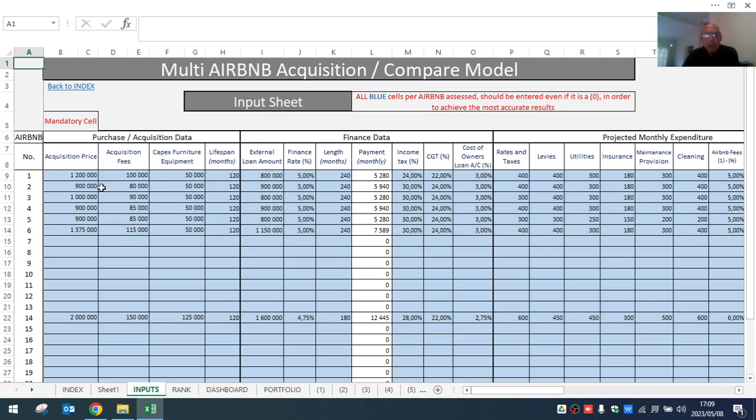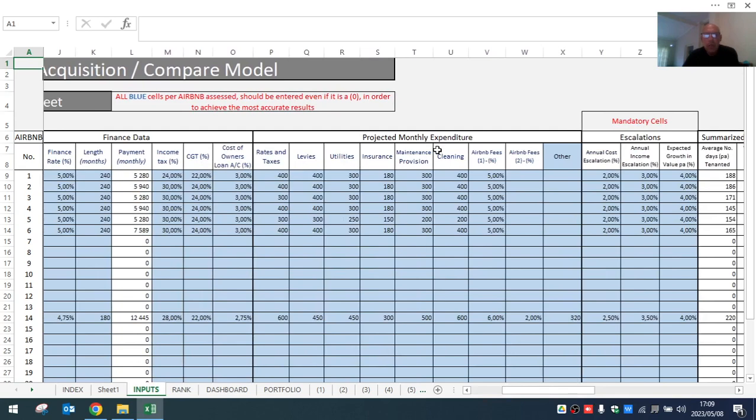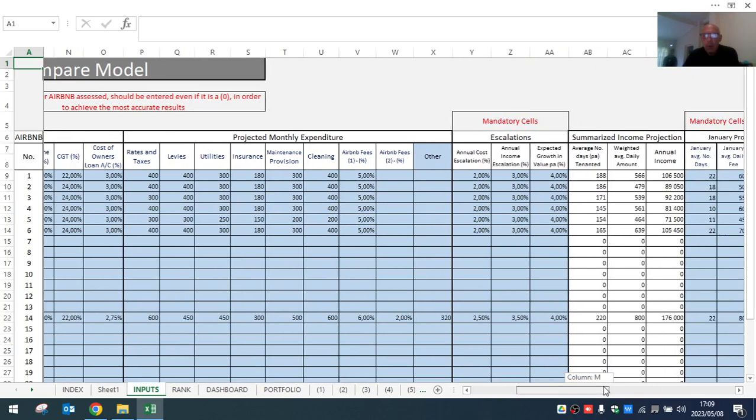The difference between the acquisition fees and price and capex amount to the external loan amount will automatically accrue to the owner's loan account. Then we step aside and you'll see all your standard monthly expenditures, rates and taxes, levies, maintenance, etc.